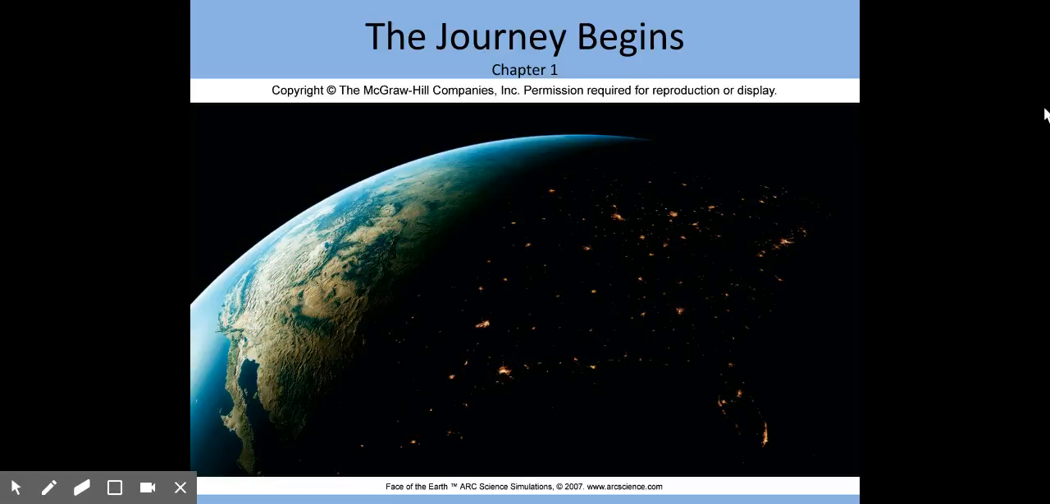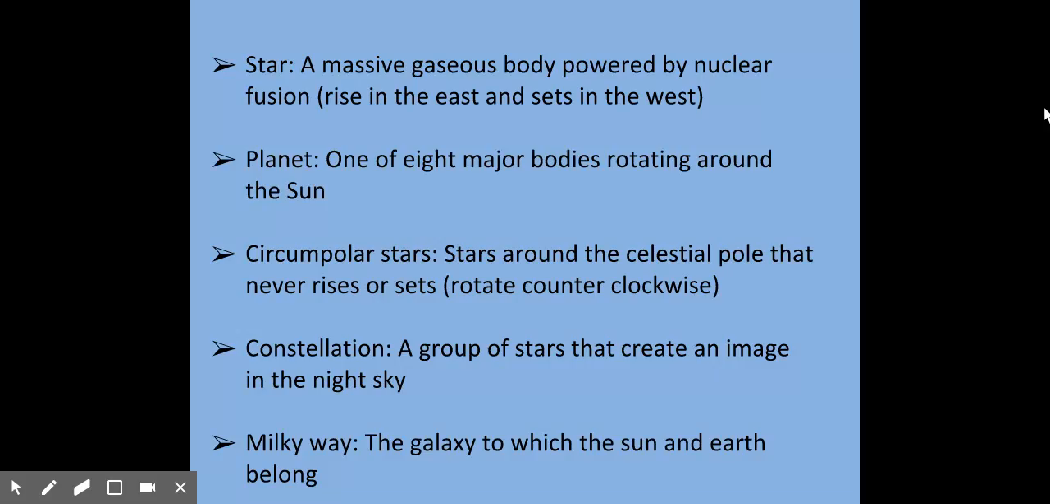We're just going to dive right into some of the basics, helping us navigate the night sky. So, some very, very simple basics. A star is basically a massive ball of gas capable of producing nuclear fusion, which is what allows it to emit light and heat.